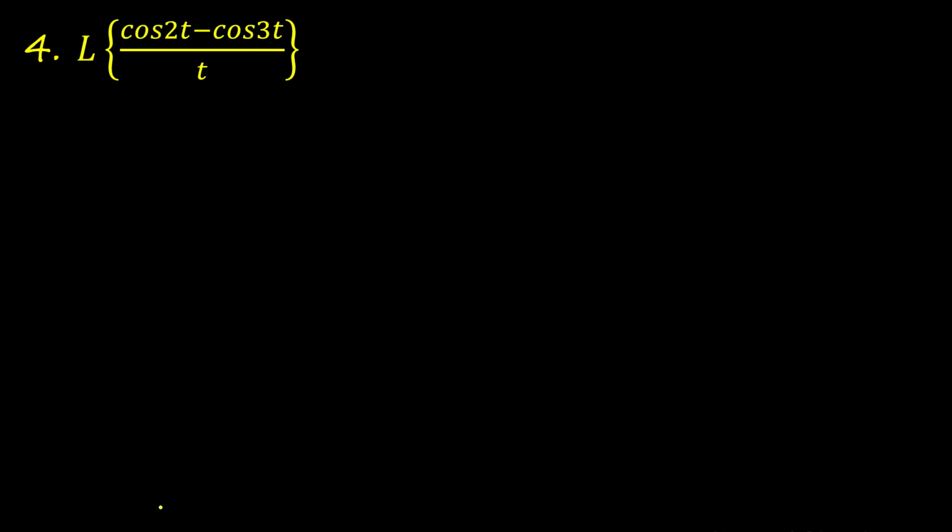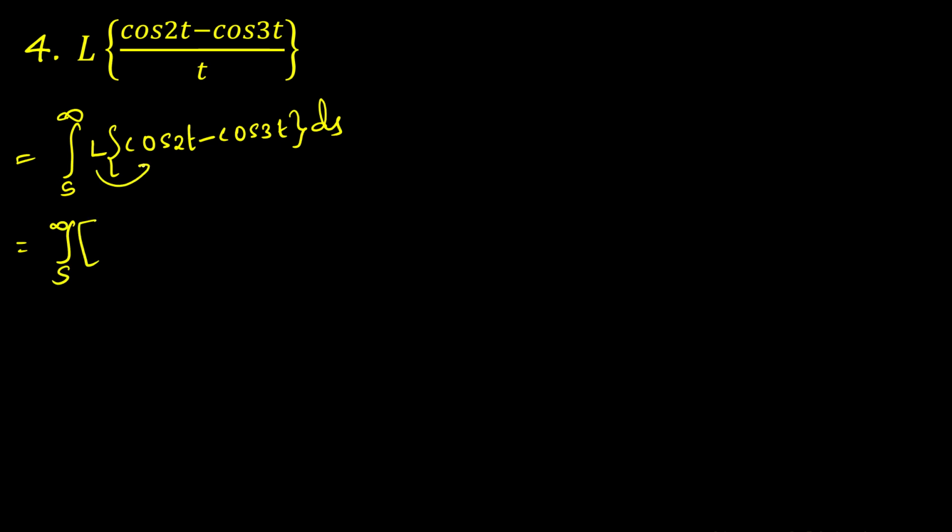Let's go to the next one, the fourth one. Again the denominator has t, so to remove it, apply division by t: integral s to infinity of the Laplace transform of the numerator, cos 2t minus cos 3t, ds. Integral s to infinity as it is. Laplace transform of cos 2t is s by s square plus 2 square, minus Laplace transform of cos 3t, s by s square plus 3 square, into ds.